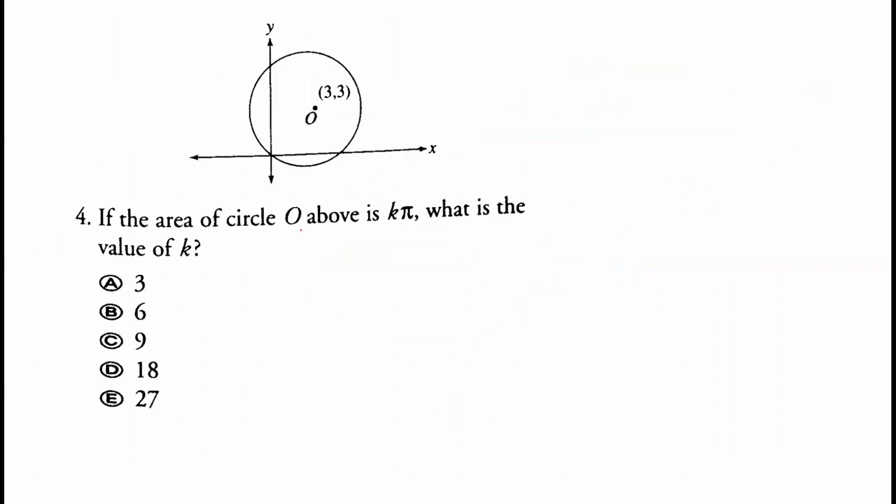Now, if the area of the circle O above is k pi, what is the value of k? Now, this is (0, 0). This is (3, 3). So this distance would be your radius. And we know that area equals pi r square. And this equals k pi. So k must be equal to r square. So we need to find out the distance between these 2 points.